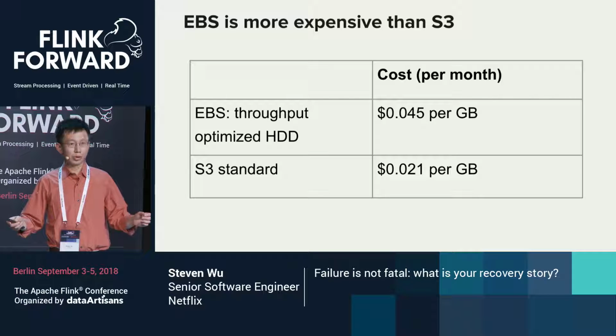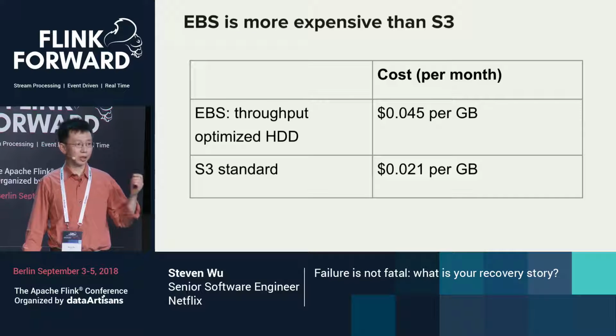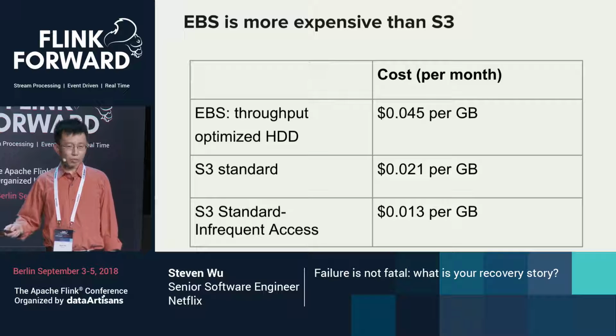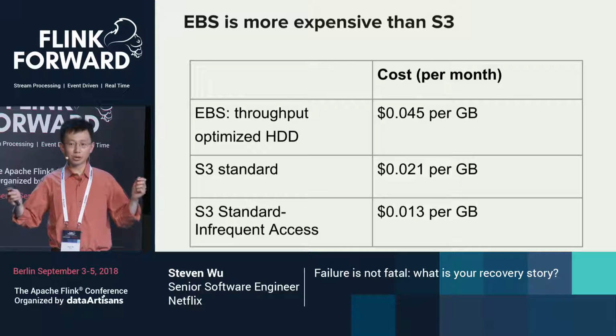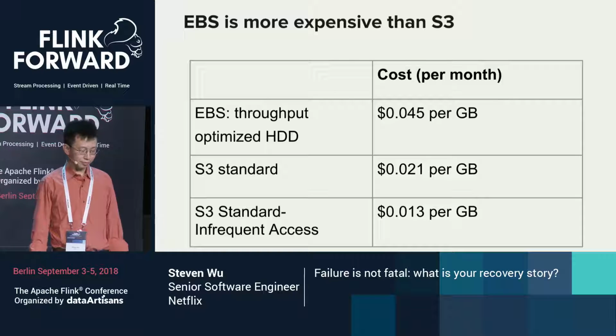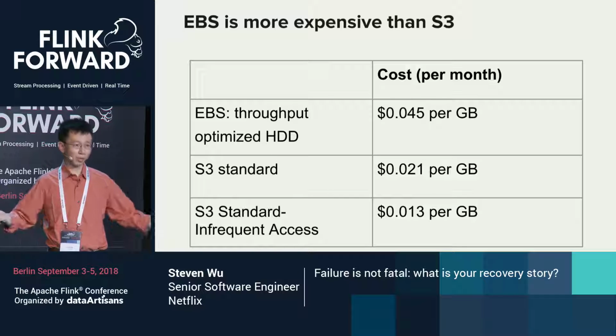For the S3 standard storage, it costs about 2.1 cents per gigabyte per month. You can see it's less than 50% of the EBS storage. And S3 provides an even cheaper storage option called infrequent access. It costs about 1.3 cents per gigabyte per month, which is less than one third of the EBS. The infrequent access tier is good for the use case where you access the data infrequently, but you can get very fast access when you need it. The combination of low cost and high performance makes the infrequent access tier an ideal storage for the failure recovery case that we're talking about today. It's less than one third of the EBS cost, which makes a huge difference when you talk about petabytes of data.